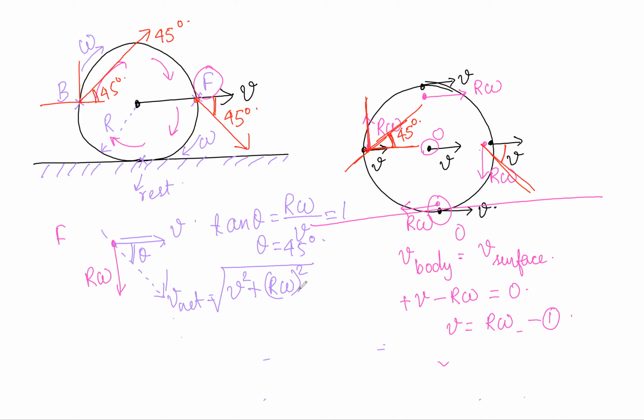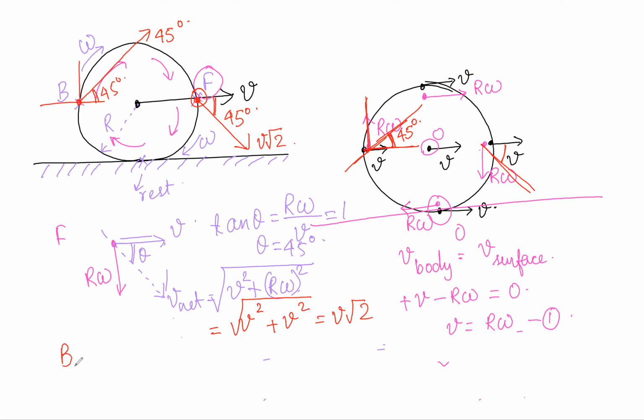तो v square plus r omega का square. तो what is v का square? V square. What is r omega? That is also v square. So ये हो जाएगा v root 2. The velocity of the front point of the tire is equal to v root 2. What is the velocity of the back point?